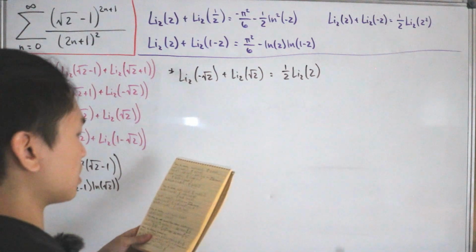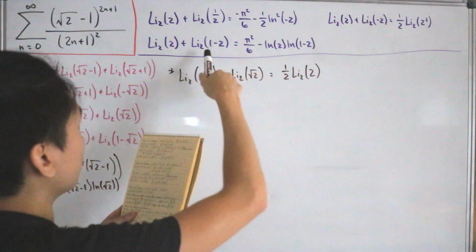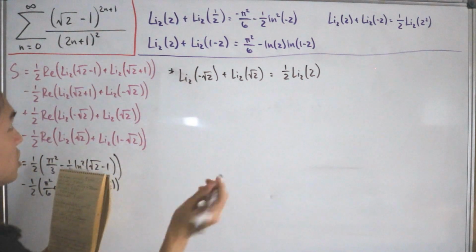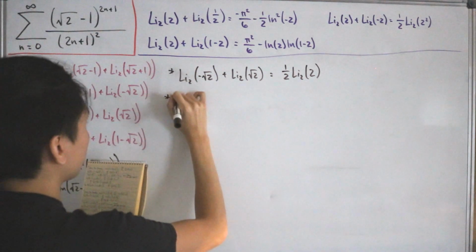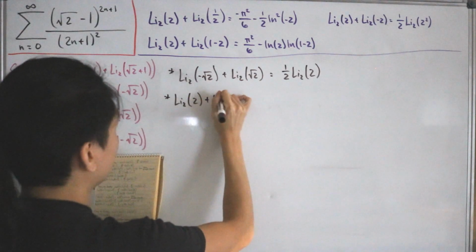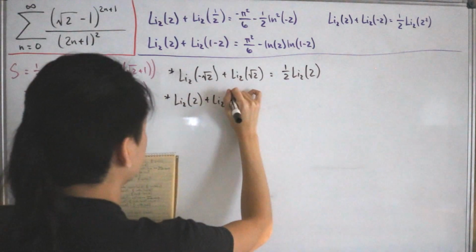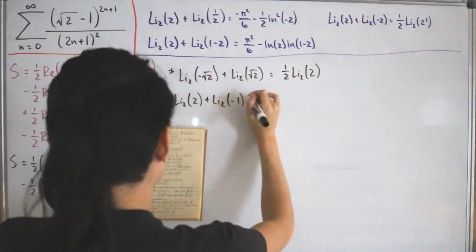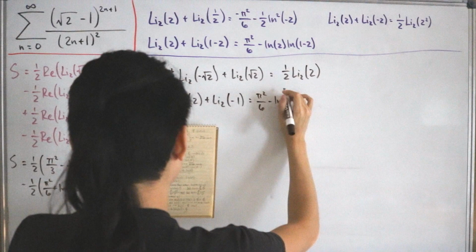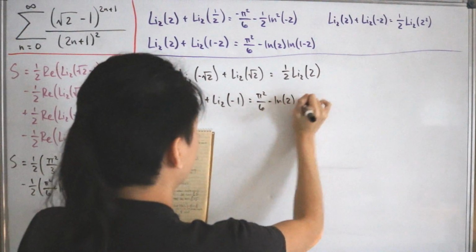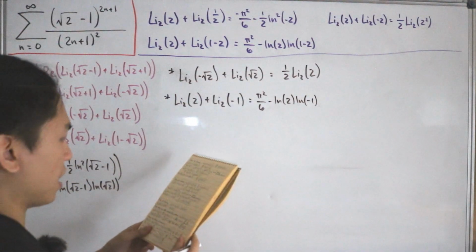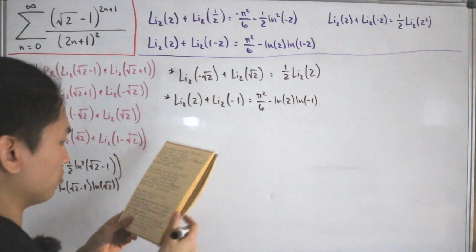So using this identity, with z and then 1 minus z over here, and plugging in the value of z equal to 2, that means now the dilogarithm of 2, added to the dilogarithm of, that's going to be negative 1, is going to yield us pi squared divided by 6, then minus ln of 2, multiplied with ln of negative 1. So of course, same thing as the negative ln of 1, which you can't have.